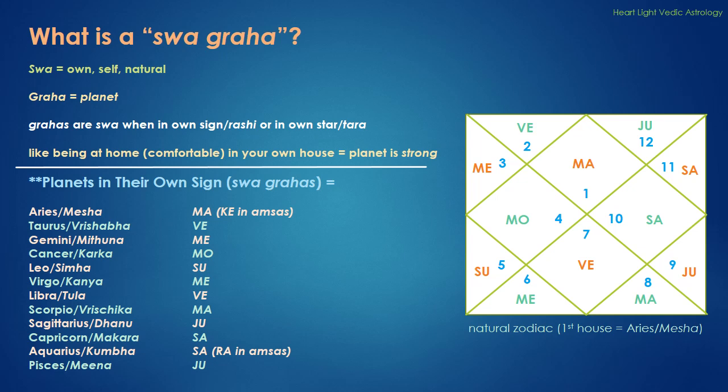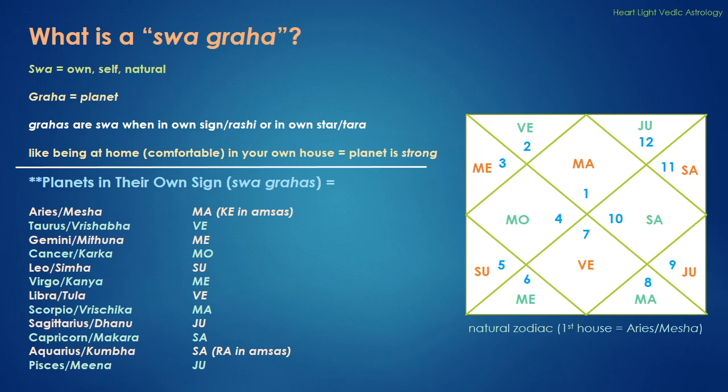Okay. So what happens? Why does that matter? When a planet is in its own sign or in its own star, it's kind of like being at home. It's very comfortable there. It can be very relaxed there. It's not inhibited there by other people's rules or preferences. So this makes a planet strong, being in its own sign or in its own star, because again, it's in its own wheelhouse.